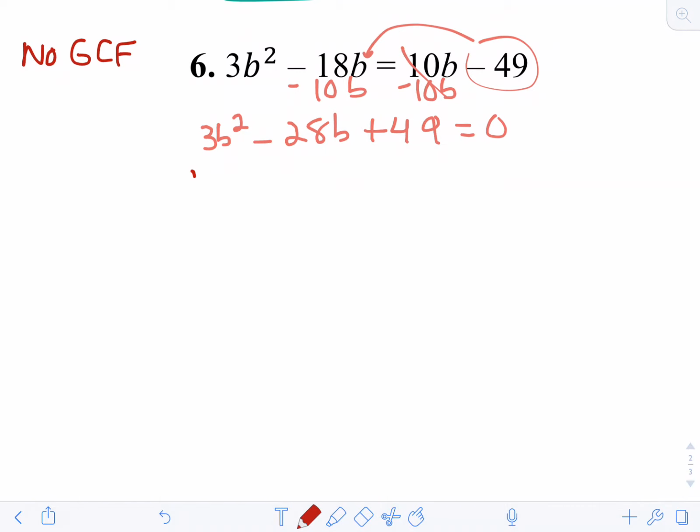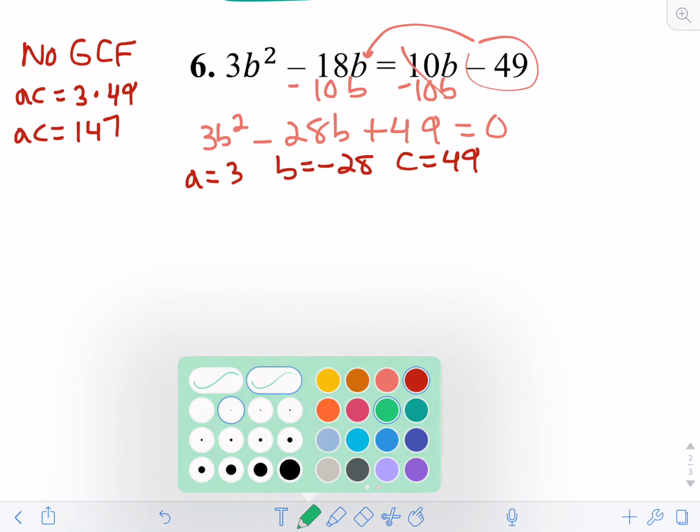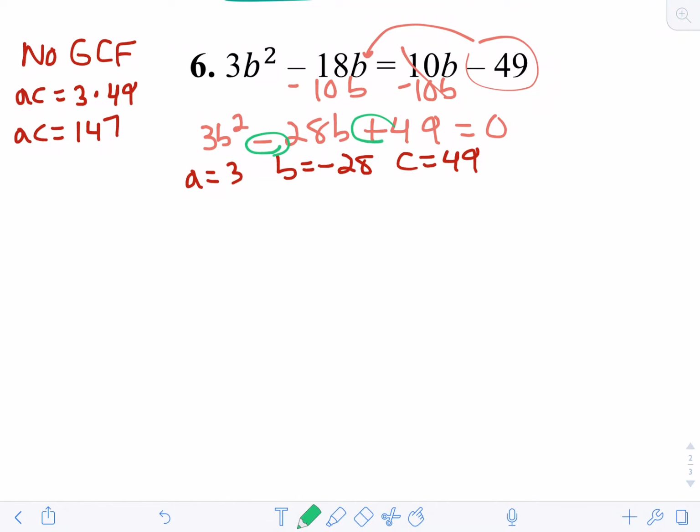I'm going to label A is equal to 3, B is equal to negative 28, C is equal to 49. AC method: we have 3 times 49, so AC comes out to be 147. Looking at my signs, I have a negative and a positive. Remember, negative times a negative gives you a positive, and when you add those up, that will give you your negative. So both of these are going to be negative.